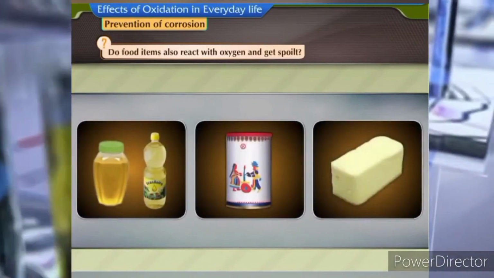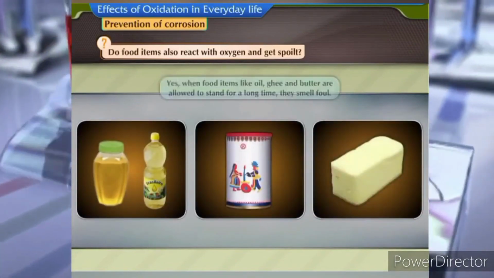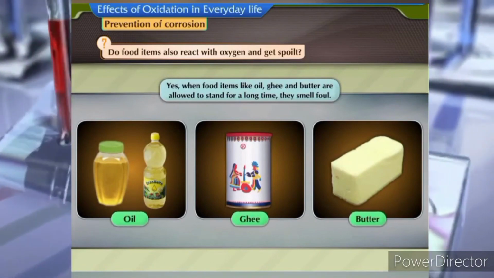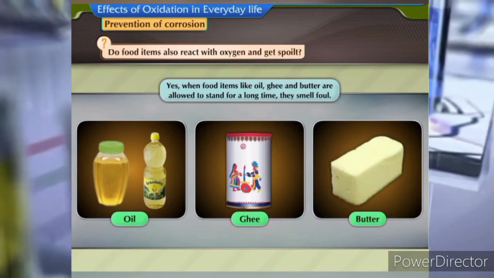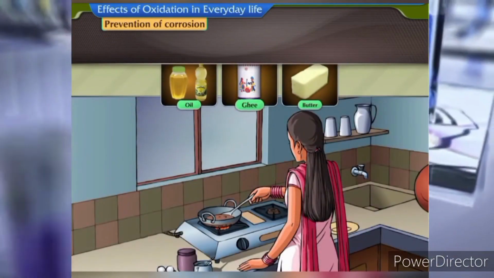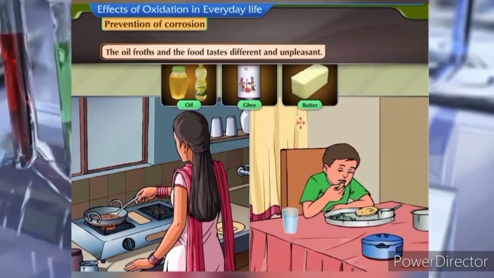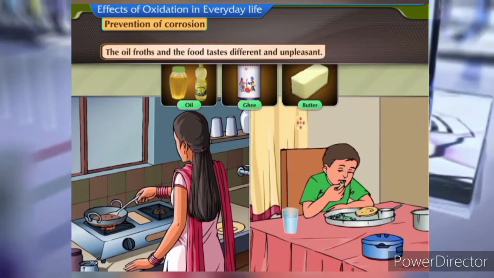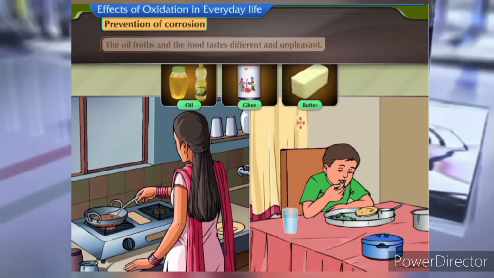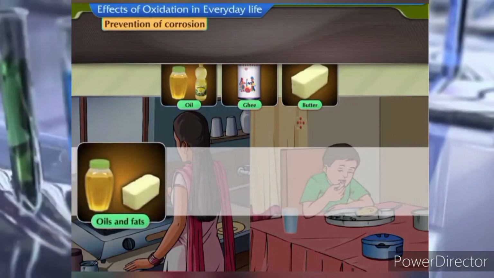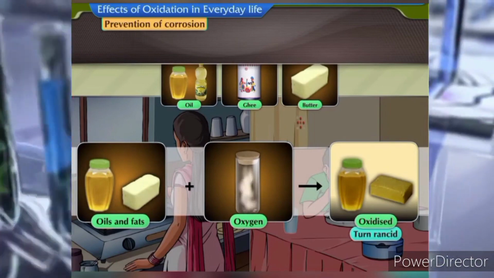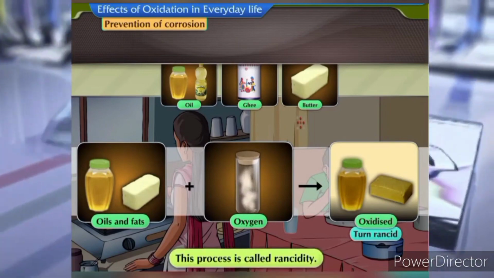Do food items also react with oxygen and get spoiled? Yes. When food items like oil, ghee and butter are allowed to stand for a long time, they smell foul. If food is cooked in such leftover oil, ghee or butter, the oil froths and the food tastes different and unpleasant. This happens due to the process of oxidation. Oils and fats react with oxygen and become oxidized or turn rancid. This process is called rancidity.